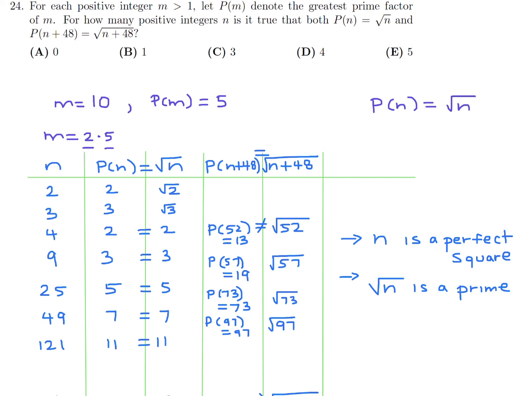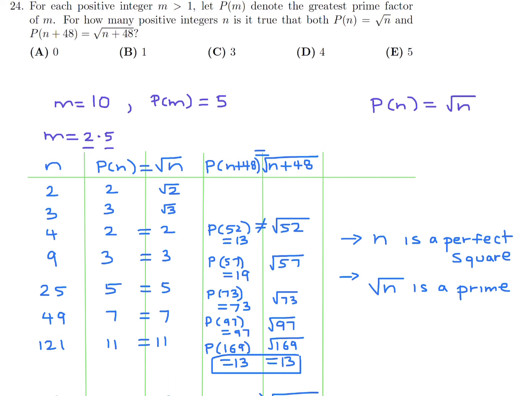Let's try 121. We got P of 121 plus 48. And that is the P of 169. Well, 169 is 13 squared, so that's 13. And then the square root of n plus 48 would be the square root of 169, and that is 13. So there you go. We've got a match. And this is the only match.